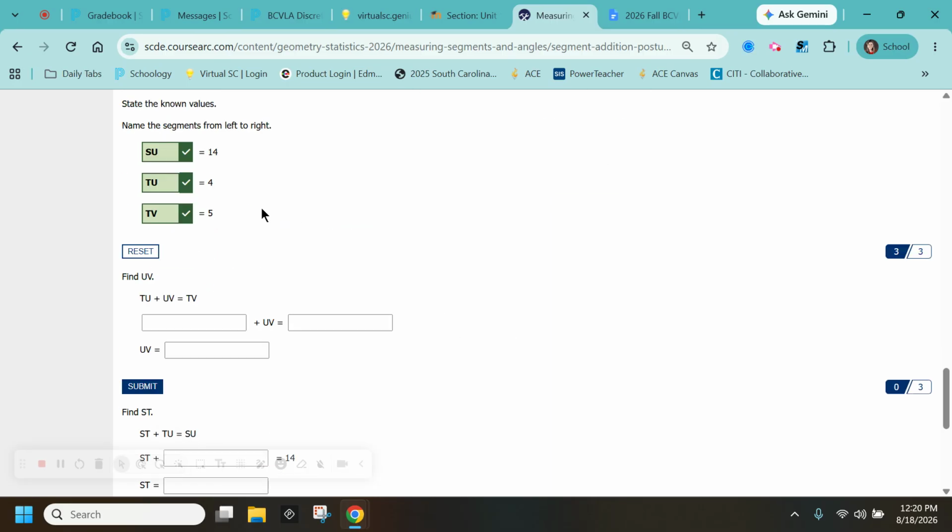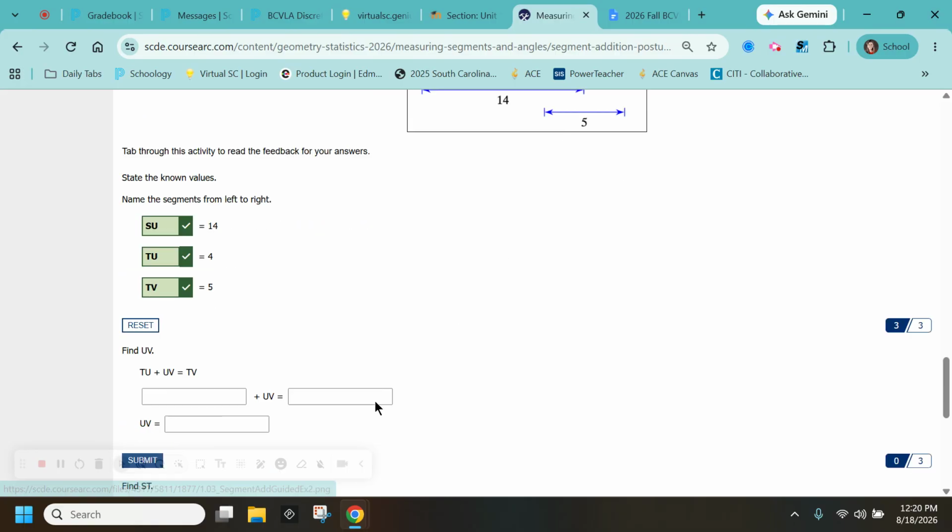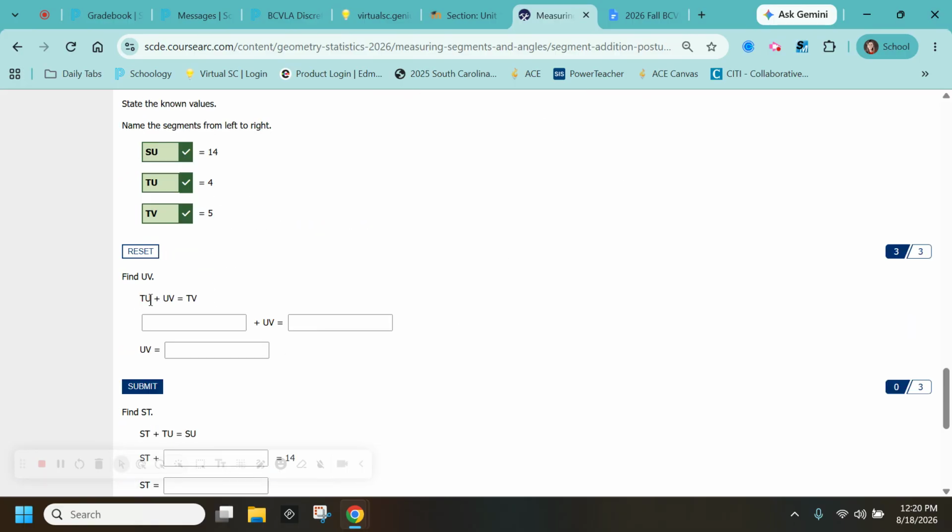And then we're going to substitute our known values in to find the measure of UV. So TU, we know up here is 4, plus UV is equal to TV, which is 5. To solve for UV, we'll subtract 4 from both sides. 5 minus 4 is 1.